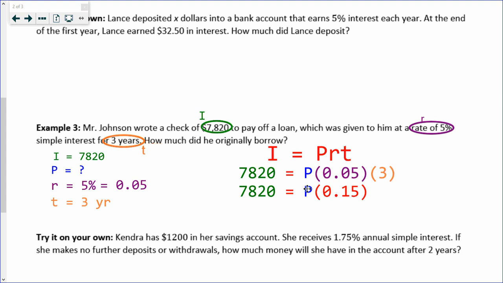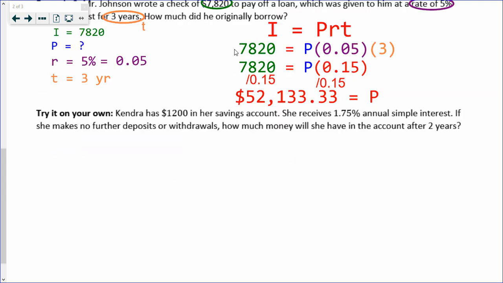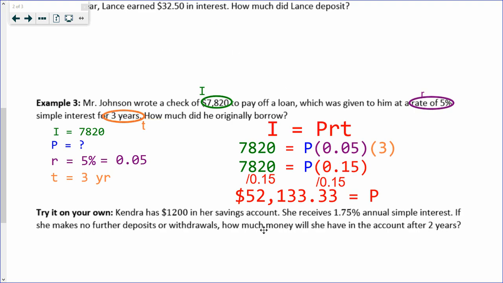Now, to find out what P is, I'm going to get rid of this 0.15 by dividing both sides by 0.15. That will cancel it out. So what I'm left with is the principal is $52,133.33. That is how much he originally borrowed. So now you guys are going to try this one on your own, and you can go back to the try on your own above it because it's set up the same way.